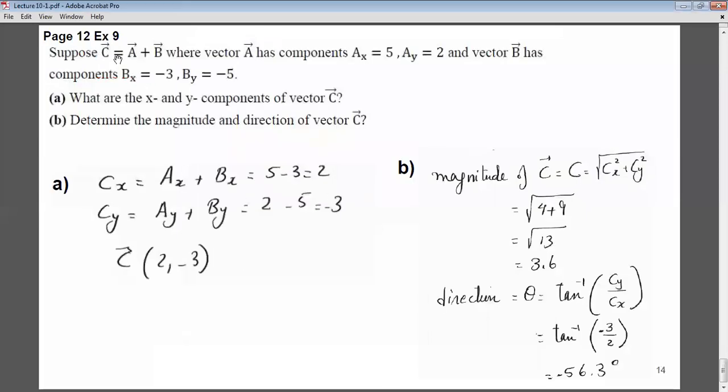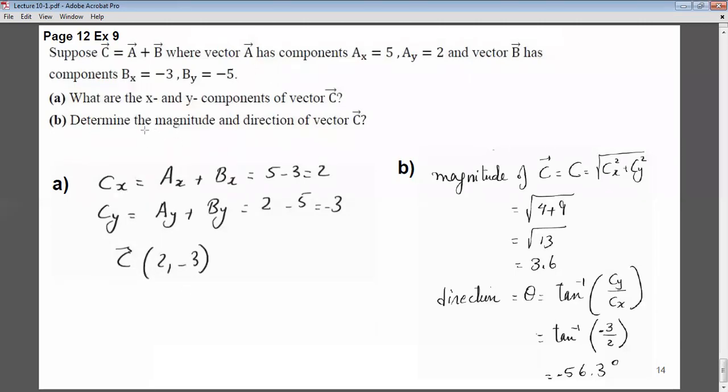Suppose vector C equal A plus B, where vector A has component AX equal 5, AY equal 2, and vector B has components BX equal minus 3, BY equal minus 5. What are the X and Y components of vector C? So you say CX is AX plus BX, that is 5 minus 3 equal 2. CY is AY plus BY, that is 2 minus 5 equal minus 3. So vector C is 2, minus 3.